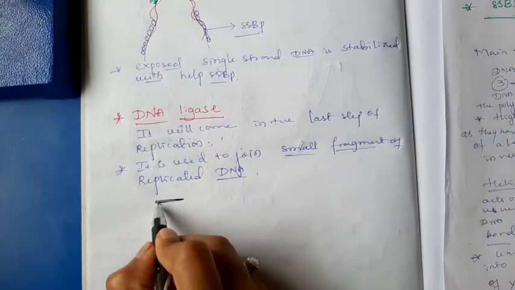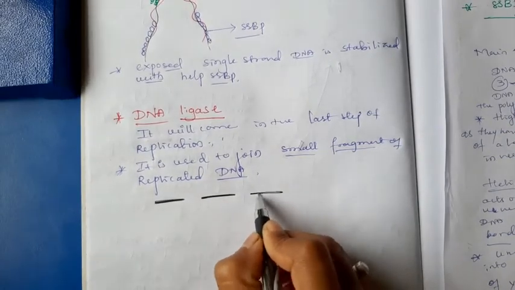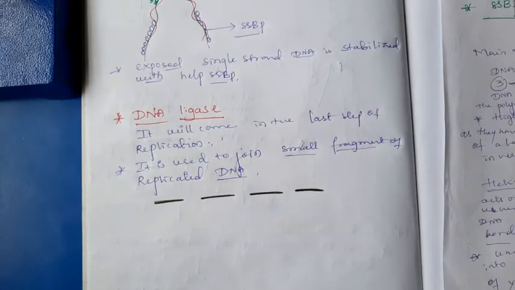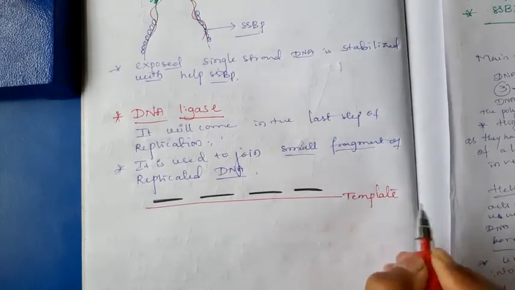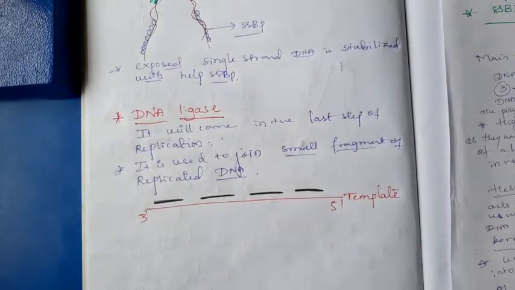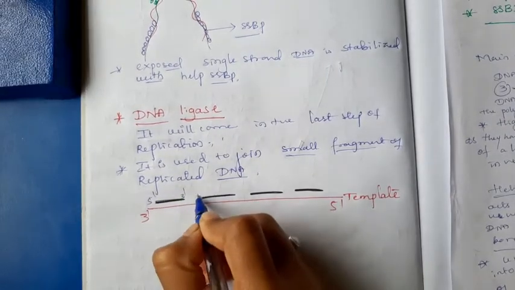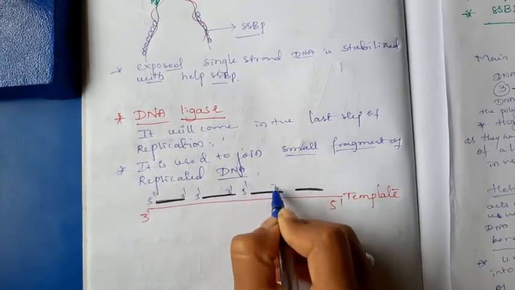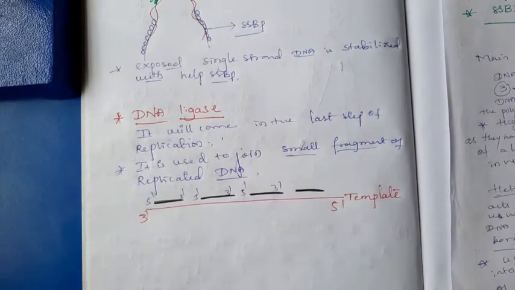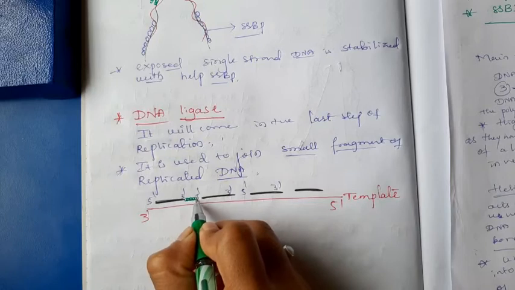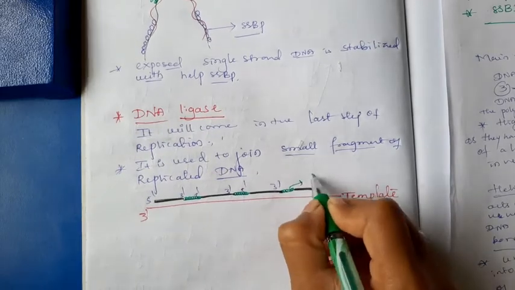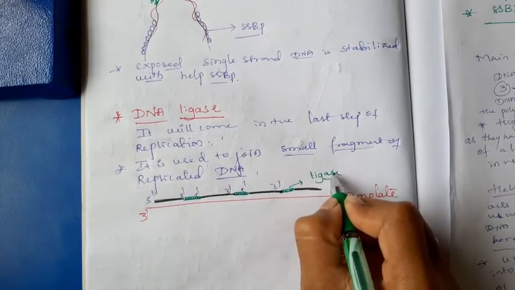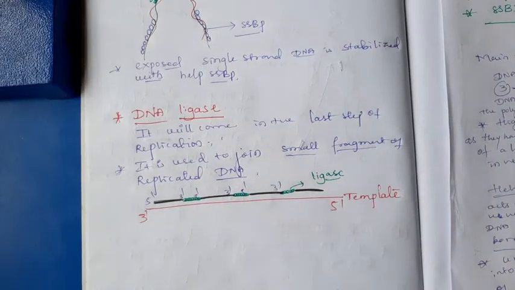Consider small segments of DNA are synthesized or replicated by using the template. Consider this is a template, 3' to 5'. The synthesis is always from 5' to 3', 5' to 3', 5' to 3'. These are the newly synthesized DNA. The DNA ligase binds the strands. This is the ligase enzyme. It is nothing but the molecular glue. Glue is nothing but gum, used to join one thing to another.